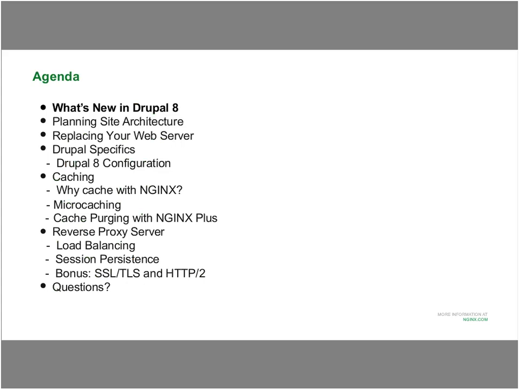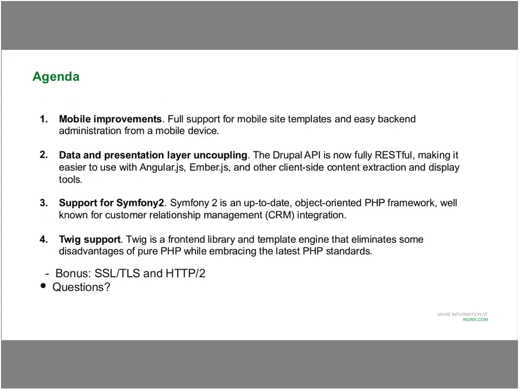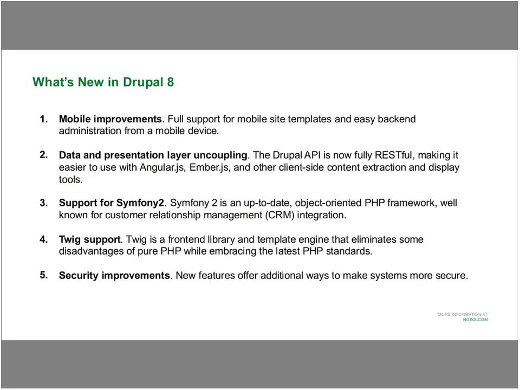There are improvements for mobile. There's full support for mobile site templates, and I think this is showing off a little bit, but I understand they've done a good job. You can actually administer Drupal from your smartphone, which is pretty impressive. They've uncoupled the data and the presentation layer, and that actually is a good step for performance, among other things. So the API is now fully RESTful, and it's easier to use with tools like Angular.js, Ember.js, and tools that currently exist and are yet to be invented.